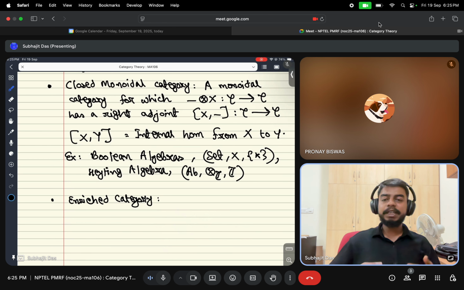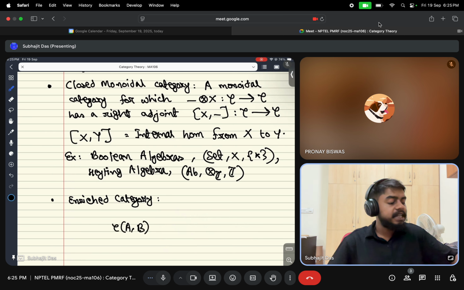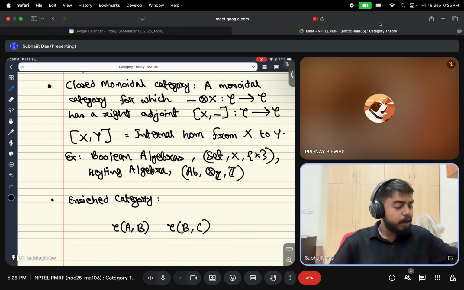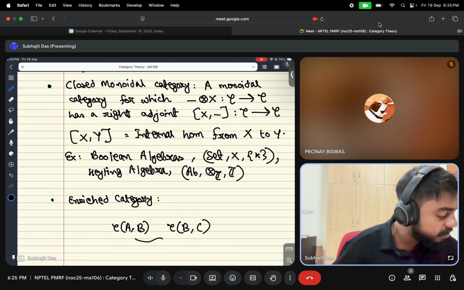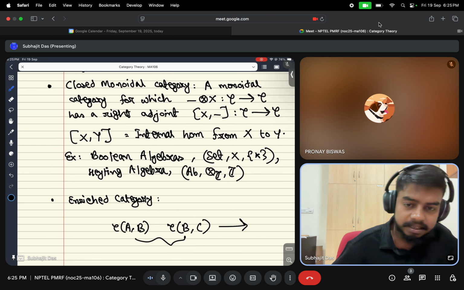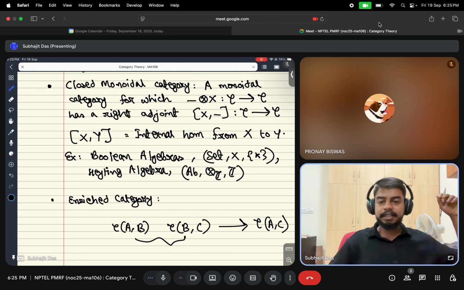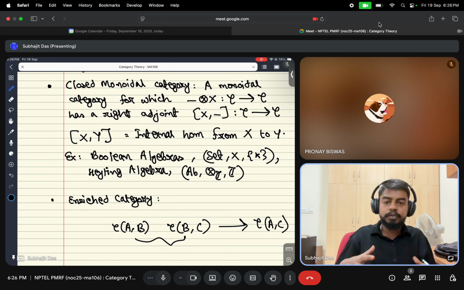And to make it into a category, you would need a composition. So suppose C(A,B) is an object in some category, and C(B,C) is an object in some category. What you would want is a way to combine these two and have an arrow from this combined thing to C(A,C). So this suggests that the base category should not be just a category. It should have more structure, something which can combine objects.